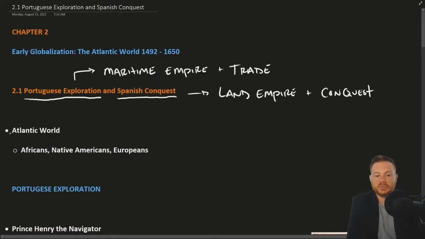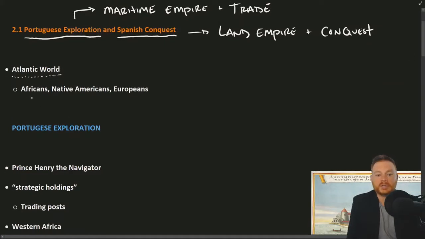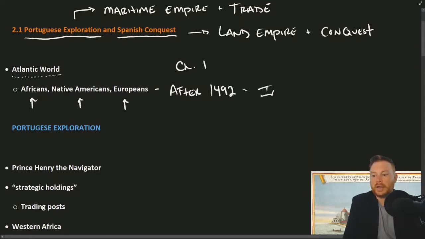Now, this term, the Atlantic world, refers to the interactions between Africans, Native Americans, and Europeans. In fact, in chapter 1, the last chapter, we talked a little bit about each of these parts of the world and the people that inhabited those regions. But that was before 1492. After 1492, all these parts of the world interact with each other.